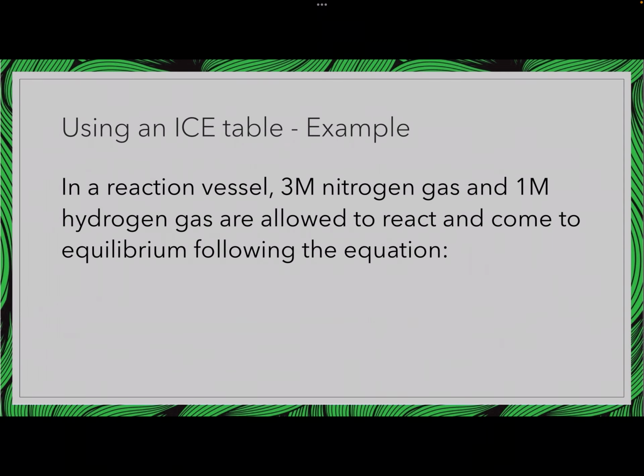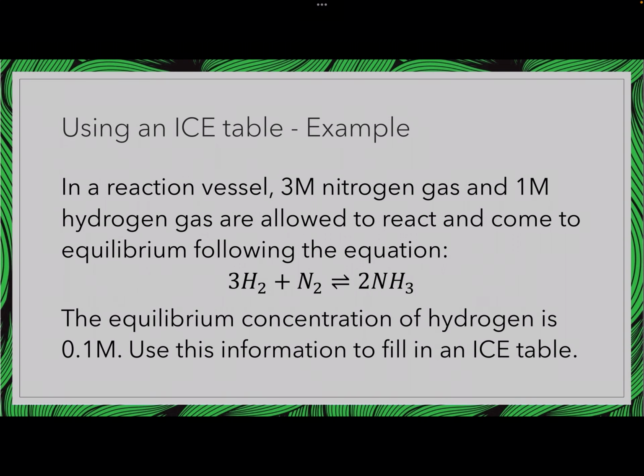So imagine in a reaction vessel, we had 3 moles per liter of nitrogen gas and 1 mole per liter of hydrogen gas. They're allowed to react and come to equilibrium following the equation. Again, this is a favorite of ours, the Haber process. So 3 hydrogens plus nitrogen is in equilibrium with 2 ammonias. Now, the equilibrium concentration of hydrogen is 0.1 moles per liter. So we have to use this information to fill in an ICE table.